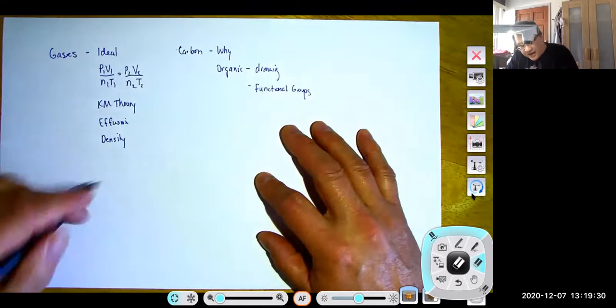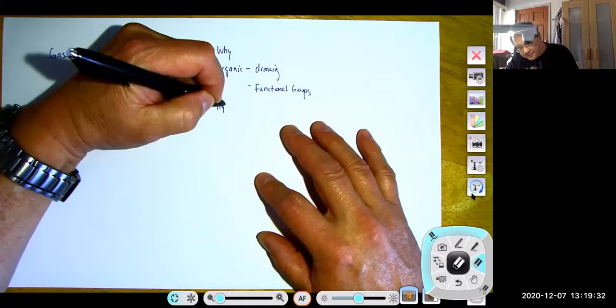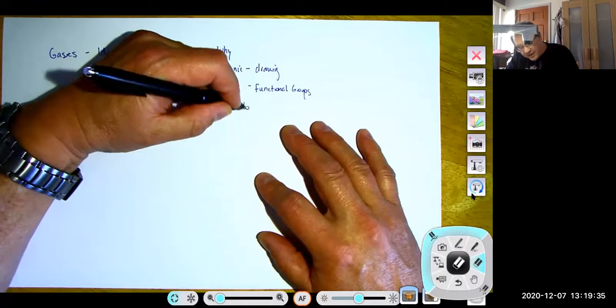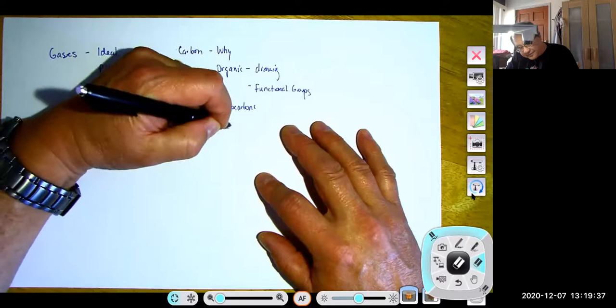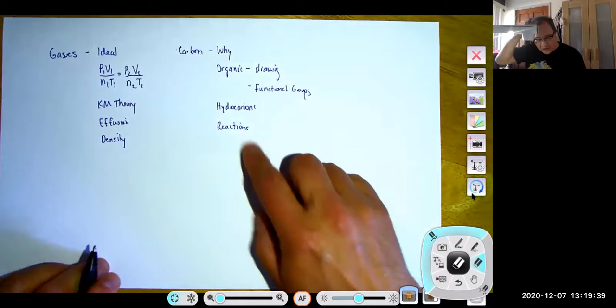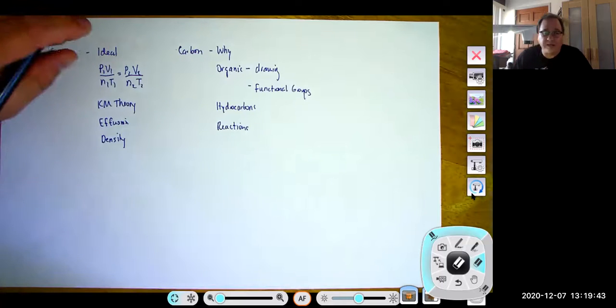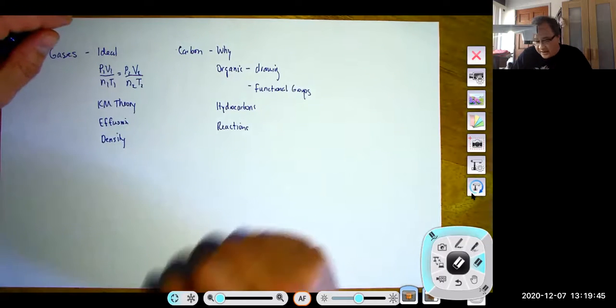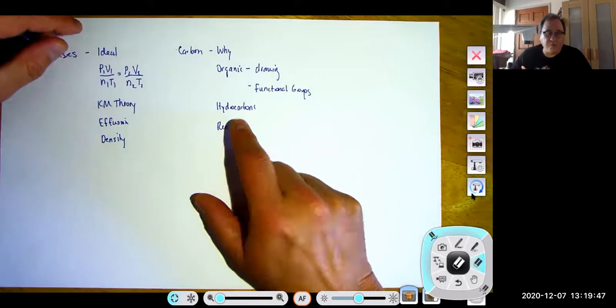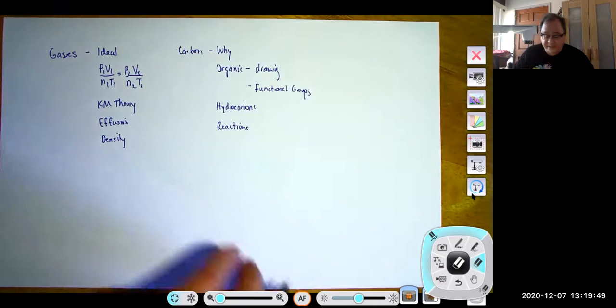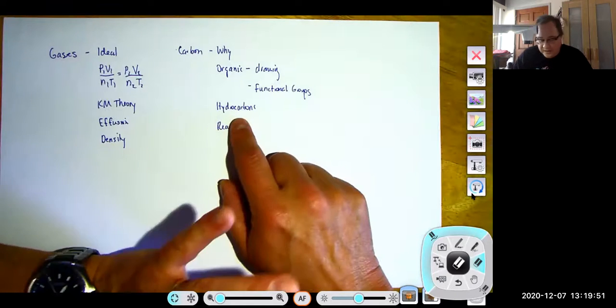And also we have hydrocarbons and reactions. And the reactions are going to be fairly straightforward. I'm only going to have you memorize 2 types of reactions. The hydrocarbons, we're going to be looking at basically isomers and naming them.